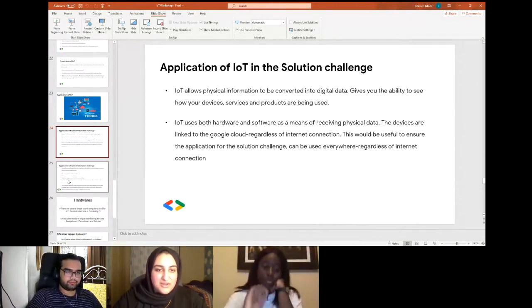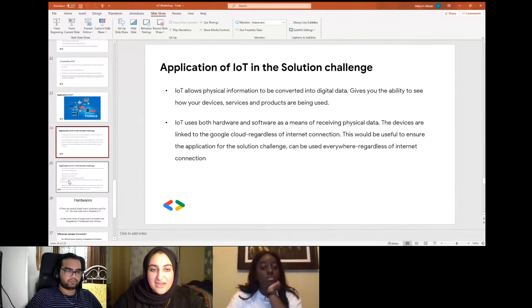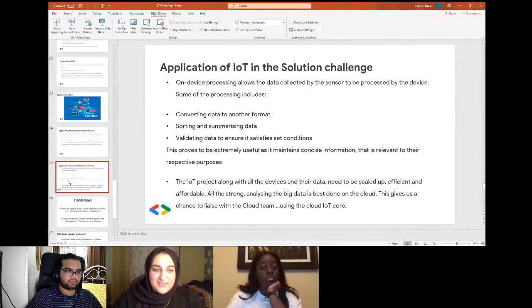As well as IoT using both hardware and software, it means that the receiving of physical data is linked to Google Cloud regardless of internet connection. So this is also useful in case we wanted to apply our application to areas that didn't have very good Wi-Fi. You'll be able to continue to connect to the Google Cloud regardless of internet connection.